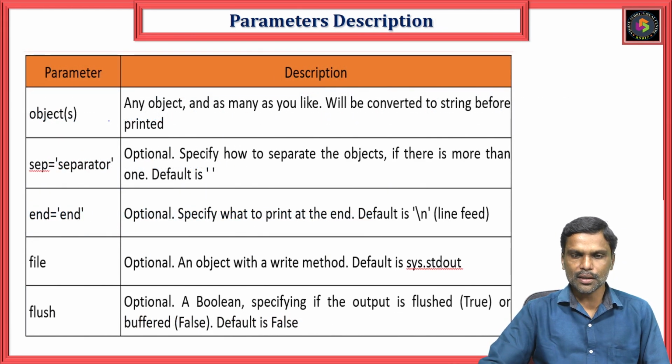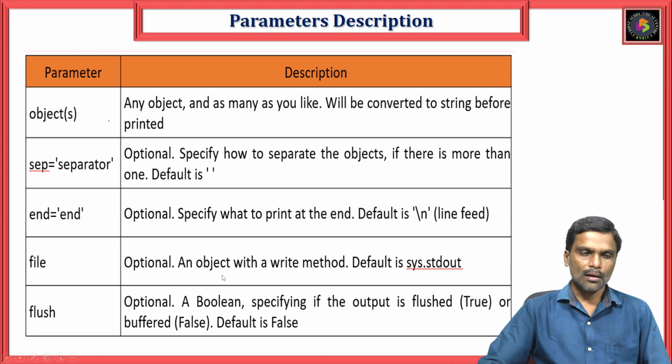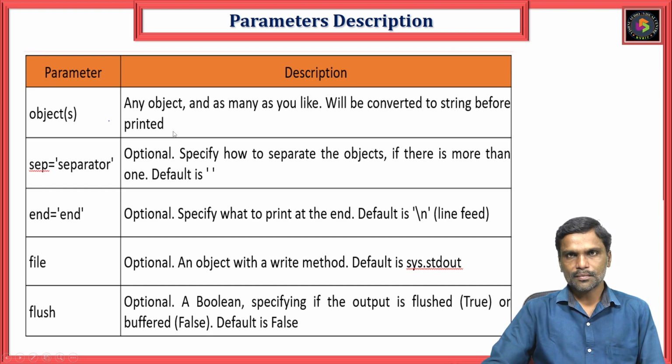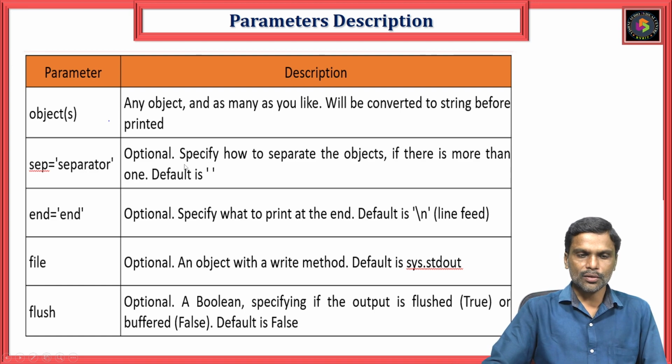Then, what are the parameters we are using, and the description regarding them? You can see I have displayed them one by one here. First one, objects. Any object, as many as you like, will be converted into a string before being printed. Next, sep is optional. We should know that as a basic concept. It specifies how to separate the objects if there is more than one.